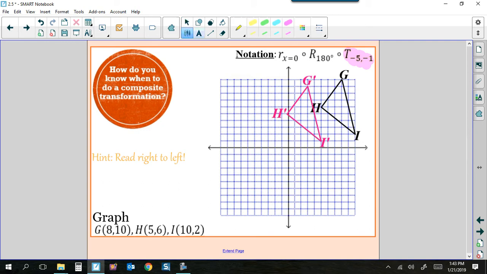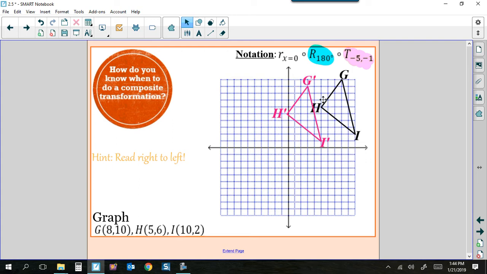Your next transformation is going to be a rotation of 180 degrees. You can either do this right on the graph, or you can apply your rule. If you remember your rule for rotating 180 degrees, it is (negative x, negative y). Your x and y stay in place, you just have to change both signs. H is the easiest to see right off the bat, at (0, 5). If I switch the sign, 0 would stay 0, but 5 would become a negative 5.